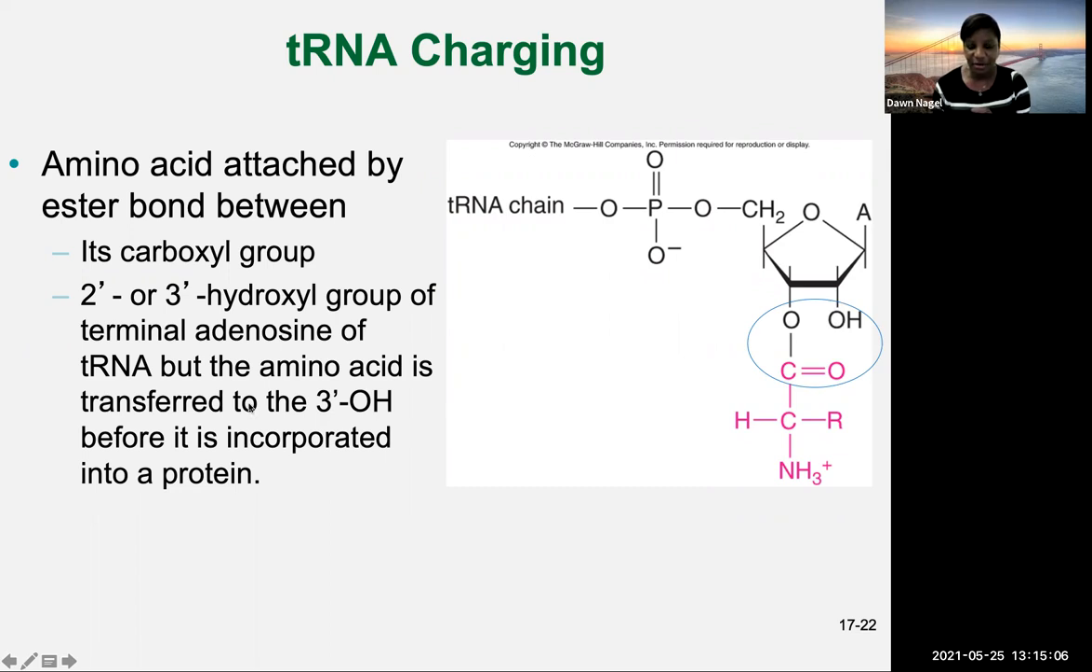before it can get incorporated into translation, this amino acid needs to get added or incorporated into the 3' OH. So if it gets added at 2' OH, it gets shifted to that 3' OH before you can actually start the translation process.